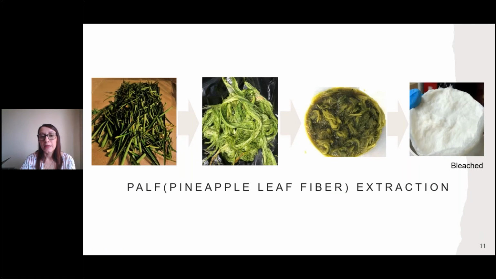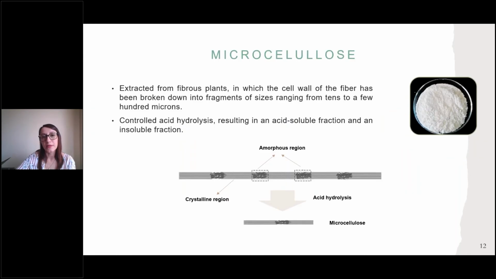For the pineapple leaf extraction, we take the leaves. We usually focus our attention on the leaves, not the stem. And we do a mechanical process that is called decortication. Then we do a soaking process, and then we do a bleaching process. And we get this material that looks really similar to cotton. From this material, we extract microcellulose.